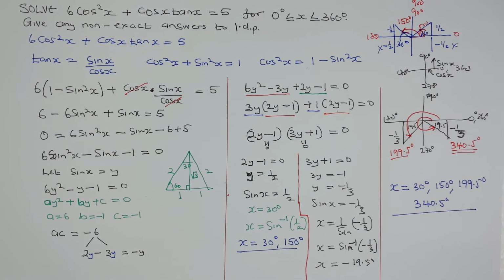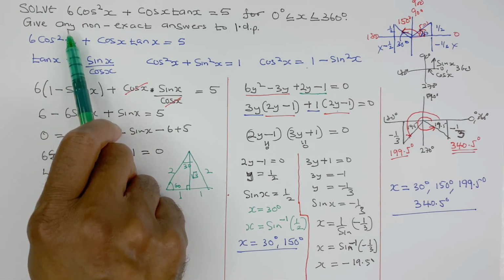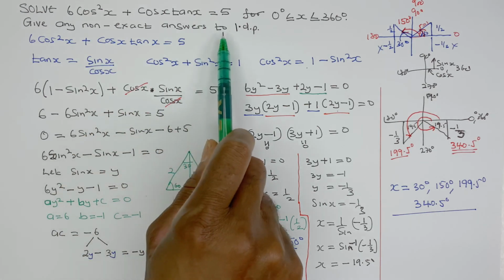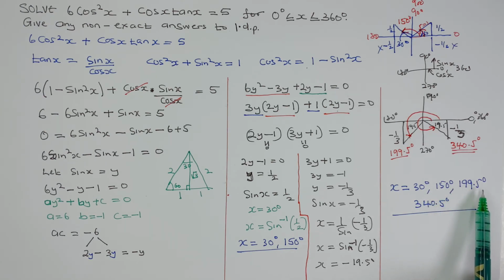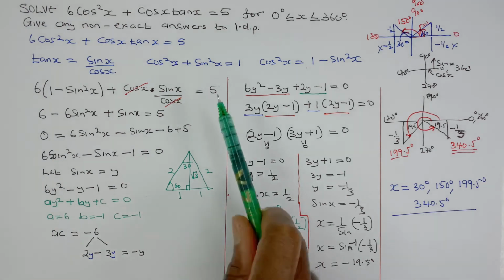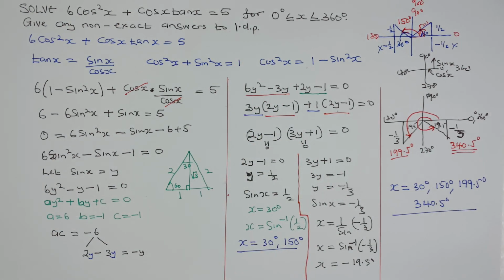Remember, these answers are given to 1 decimal place for any non-exact answer. These ones are exact, 30 degrees, which means there's no decimal point. That one is exact, 150 degrees. The non-exact ones have a decimal point, and the decimal place has to be 1, and that's fine. It's 0.5 degrees.